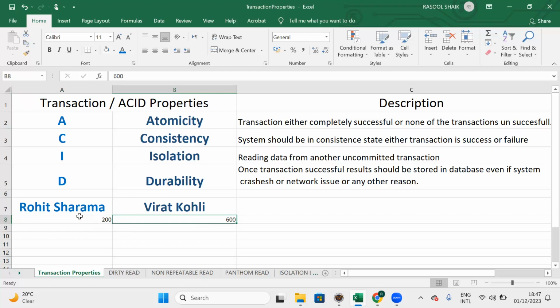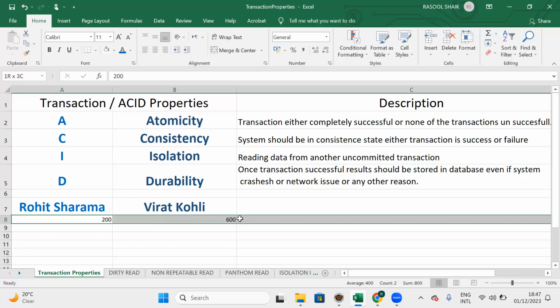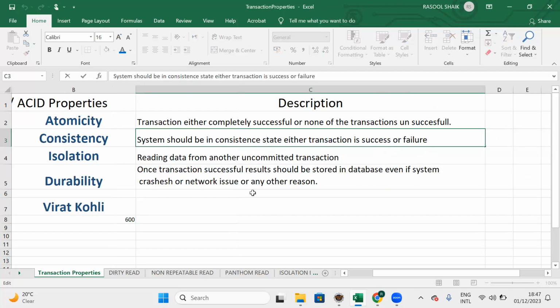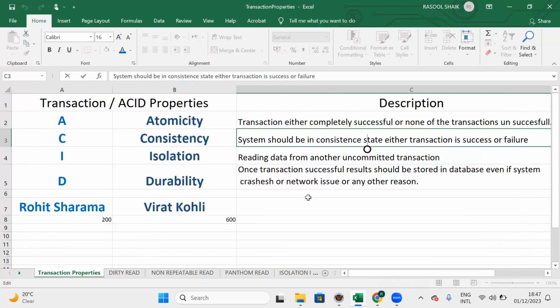So at the end of the transaction, if you check both the accounts, the sum of the balance will be 800. Before transferring also it was 800, and after transferring, the sum of both the bank account balances should be the same. This concept is nothing but consistency. This is one example for consistency. That's the reason I have given one general description here.